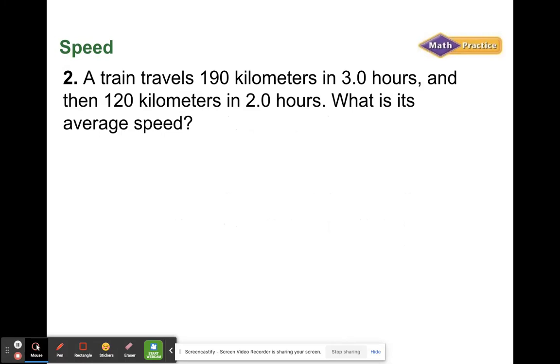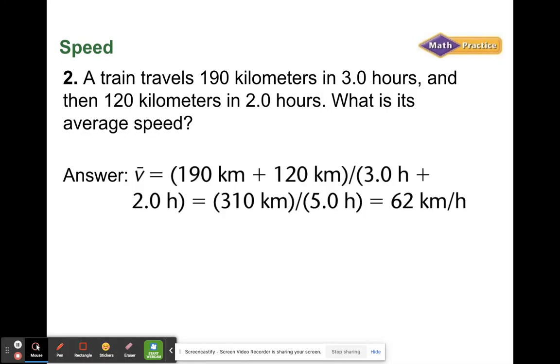Let's do one more. 190 kilometers in 3 hours, and then 120 kilometers in 2 hours. What's the average speed? So this train is, to find the average speed, we add up all the distances, 190 plus 120, divided by the time, which is 3 hours plus 2 hours, or 310 kilometers divided by 5 hours. So your average speed was 62 kilometers per hour. That's not bad. And again, that's an average speed, right? Trains go pretty fast.